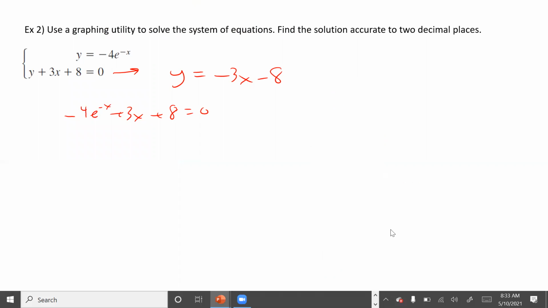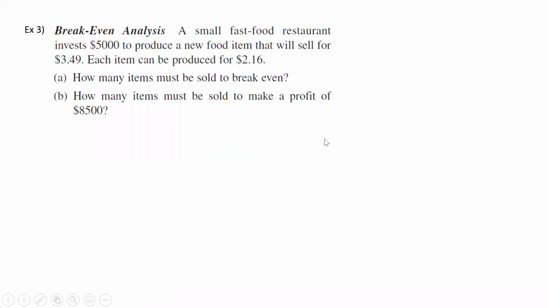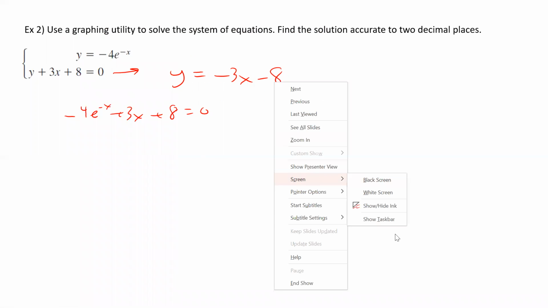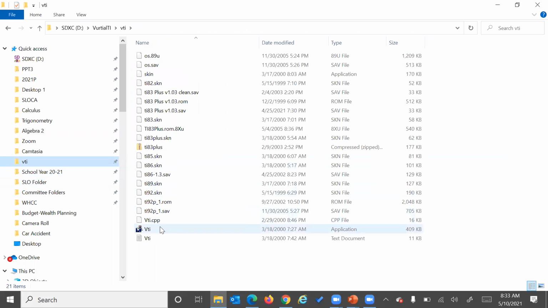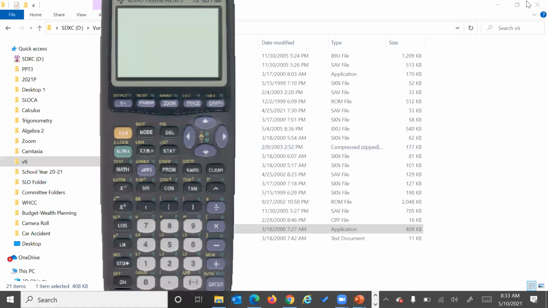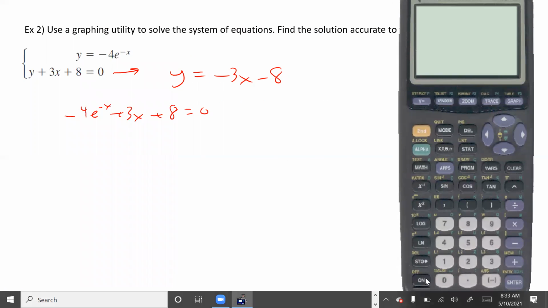I thought we did find the intersection point here, but if not, I'm going to go back to it. That is so weird. My calculator doesn't want to work, so let me start it up again. Let's see if it works now. Go over to this side. Ding, ding, ding. Oh yeah, way better now. Okay, boom.